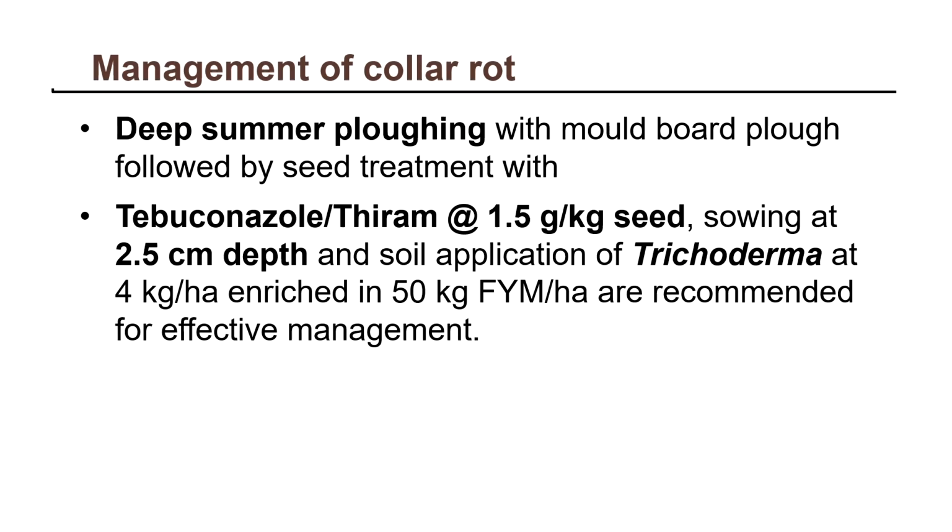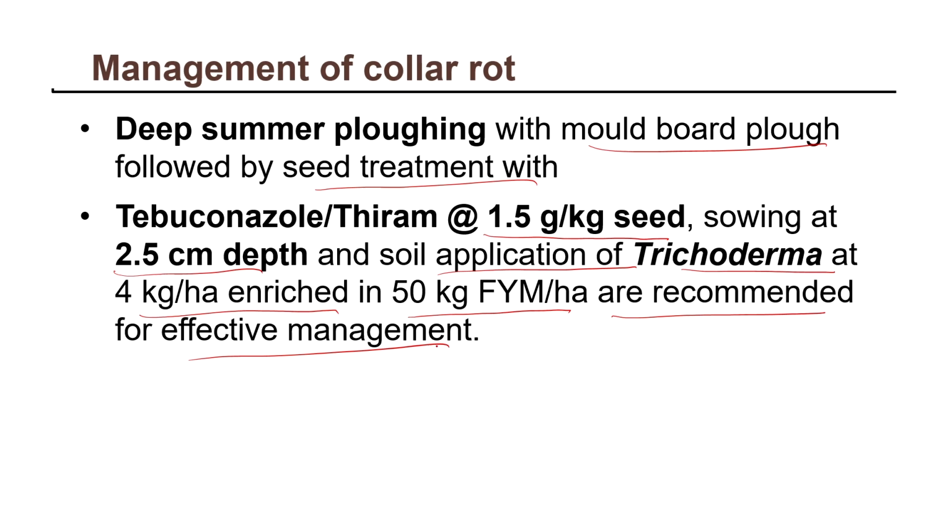Now, what should be the management options for collar rot? Deep summer plowing with mold board plow followed by seed treatment. Seed treatment can be done with tebuconazole or thiram at the rate of 1 gram per kg seed, sowing at 2.5 centimeter depth, and soil application of Trichoderma at 4 kg per hectare enriched in 50 kg farmyard manure are recommended for effective management. So, here you can use the chemical seed treatment with tebuconazole or thiram.